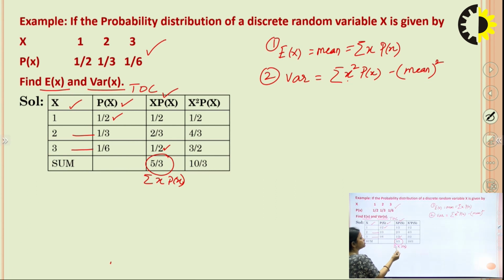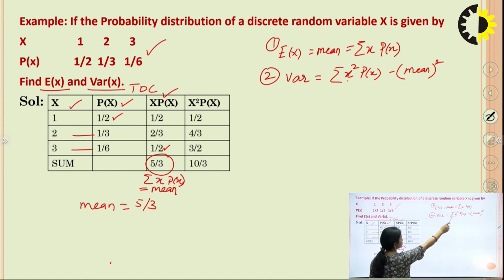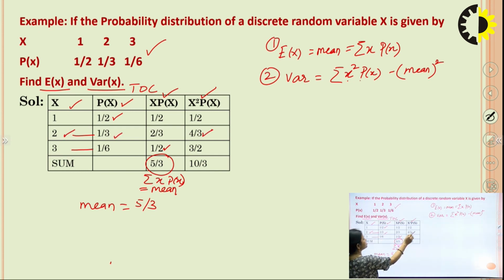Just add all these values. When we add these values, we obtain summation x px, which is equal to the mean. So we have obtained the value of mean. Mean is equal to 5 by 3. Now next we have to find the variance. How can we find the variance? To find the variance, we need x square into px. So corresponding to each value of x and px, just find the value of x square px. 1 raised to the power 2 into 1 by 2 is 1 by 2. 2 raised to the power 2 into 1 by 3 is 4 by 3. 3 raised to the power 2 into 1 by 6 is 3 by 2.